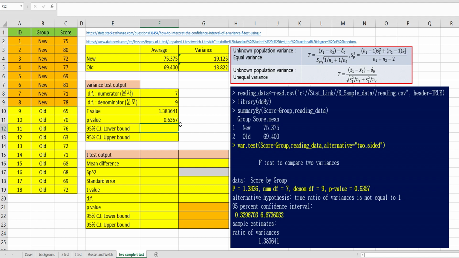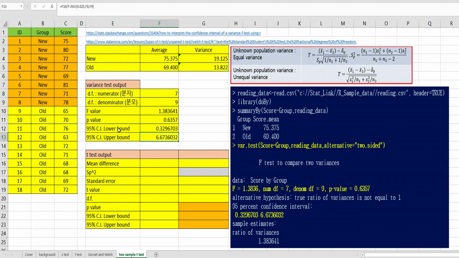So let's move on to calculate the 95% confidence interval, lower bound and upper bound. For the lower bound of the ratio, we can use the F value over F.INV 0.975, comma, degrees of freedom, comma, second degrees of freedom. Then this is the same as this one. We can apply this formula for the upper bound, but we need to change the probability to 0.025. This is the same as this one.